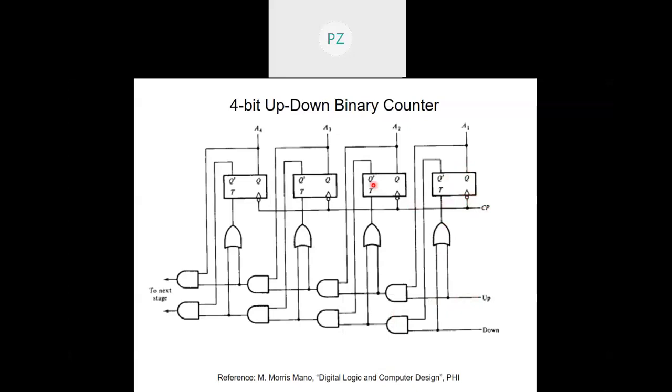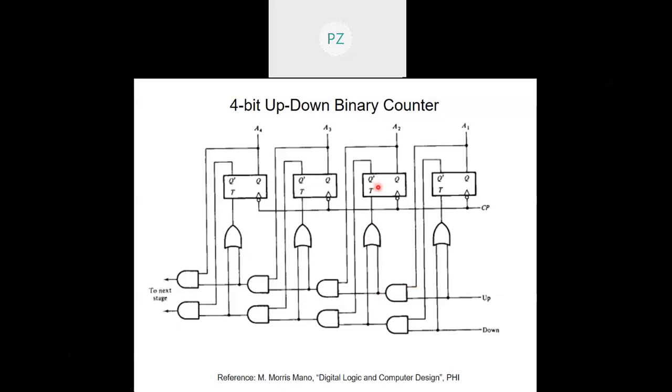Now, coming to this one, you see this entire line is 0, right? So that means this terminal to the OR gate is 0, because down is 0. This entire line will be 0, whereas this entire line will be 1 if we are doing up counting. So it will toggle. But over here, it will be dependent on A1. It is only when up is high as well as A1 is high that it will go into the toggle mode, right? This is precisely what is happening.